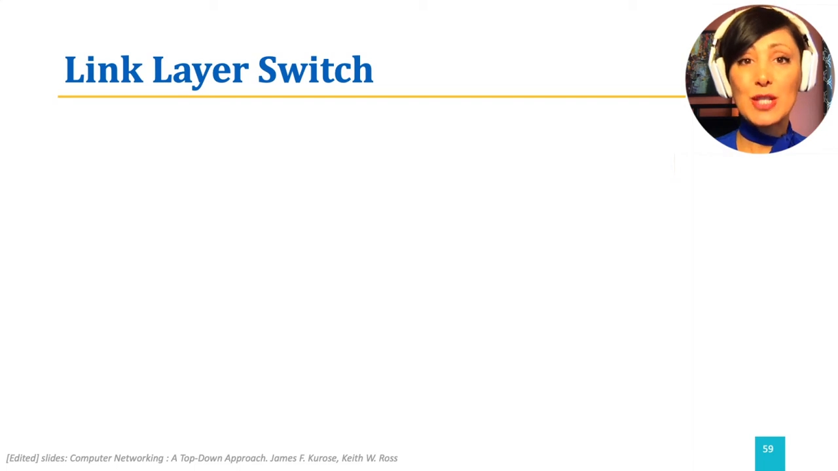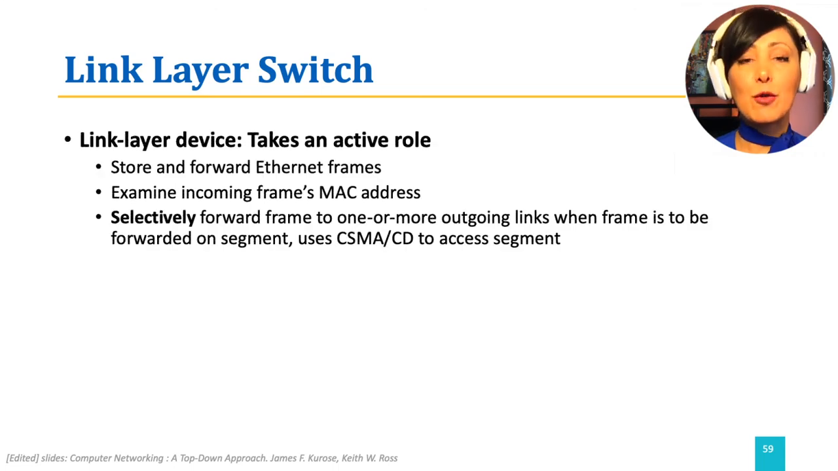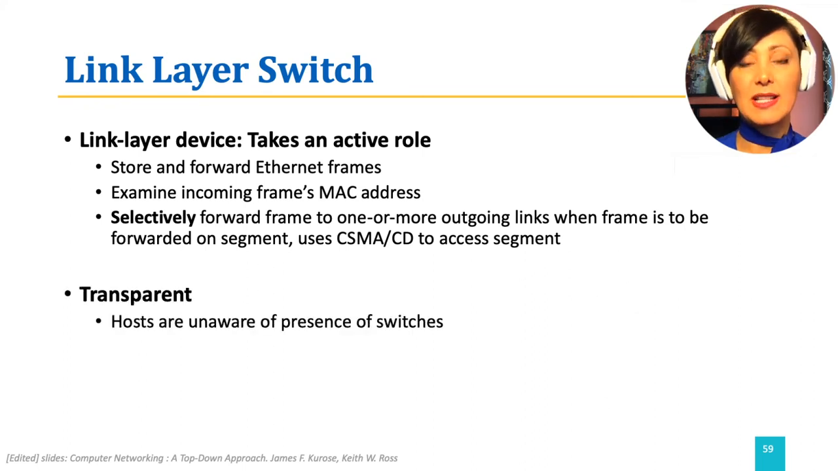We talked about switches previously in this module without mentioning the details of the functionality of the device. We now want to explore what a layer 2 switch is and how it functions. An Ethernet switch, or a link layer switch, is a device that performs store and forward of Ethernet frames in a layer 2 network. It examines the incoming frame's MAC address and selectively forwards a frame to one or more of its outgoing links.